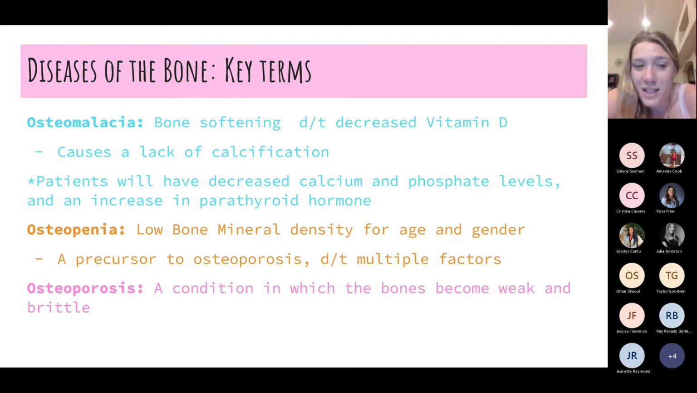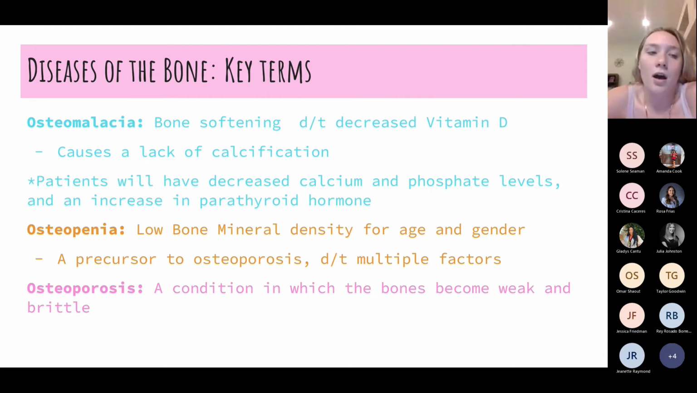When I have osteopenia, this is just a categorization that lets me determine what's going on with my patient. So if I know my patient has osteopenia, I don't really know what's going on. All I know is that when I look at their age and their gender, they have a really low bone mineral density in proportion to their age and gender. This puts them at risk for osteoporosis.